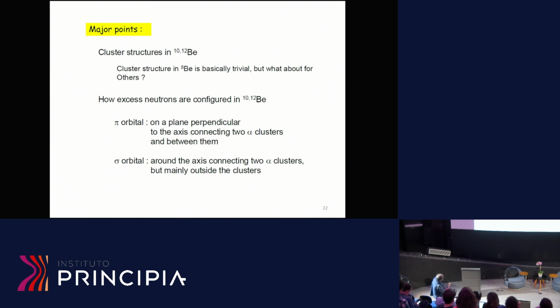Now, coming to beryllium-10 and 12. So the cluster structure in beryllium-8 is basically trivial. I'll show you in the next page. But what about the others, right? Another interesting point is how excess neutrons are configured in beryllium-10 and 12. And in this case, pi orbital and sigma orbitals are interesting viewpoints.